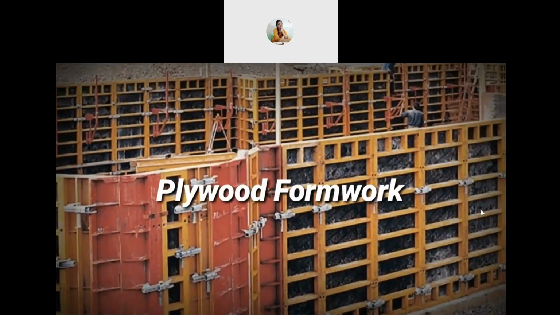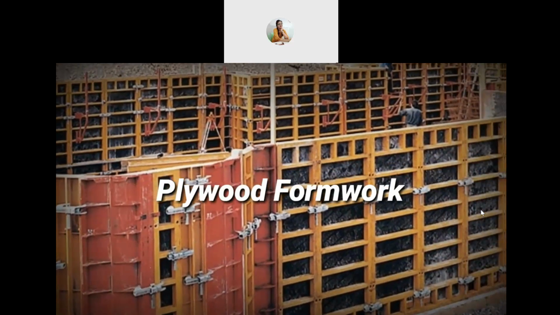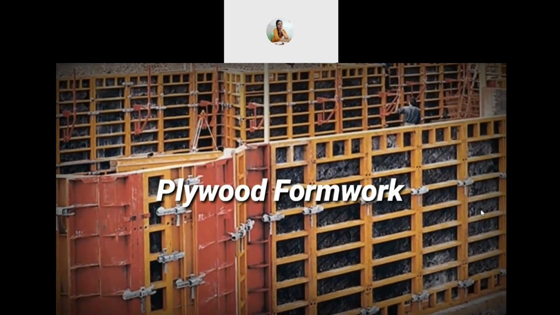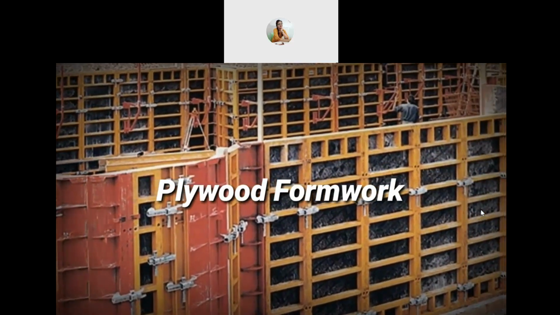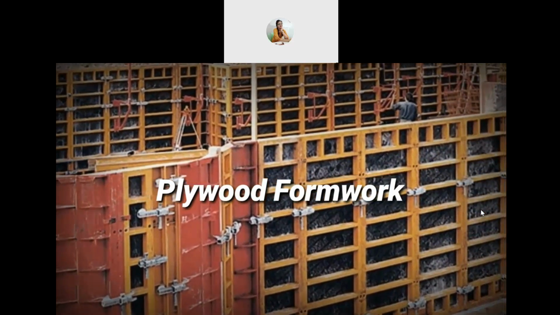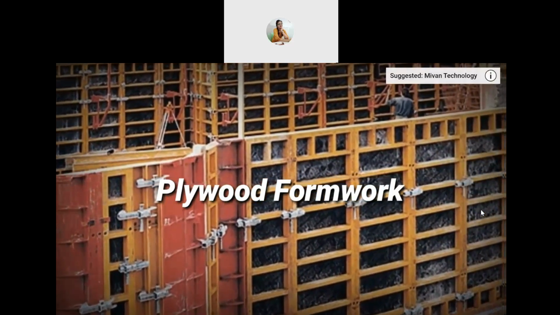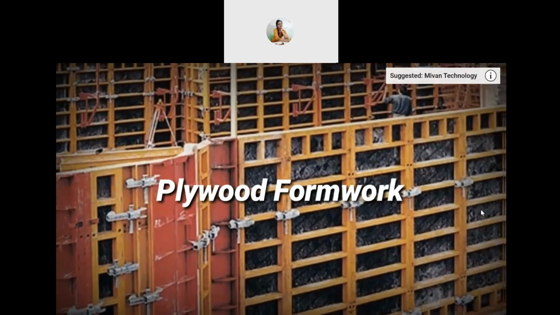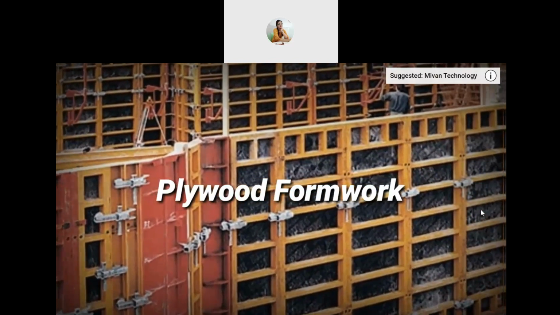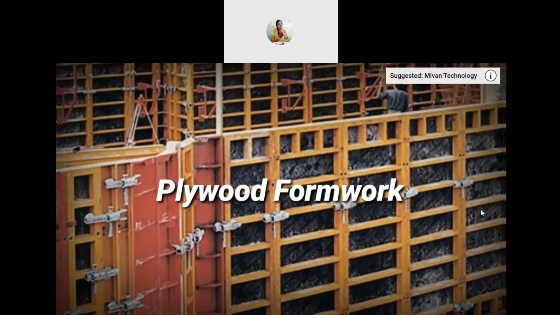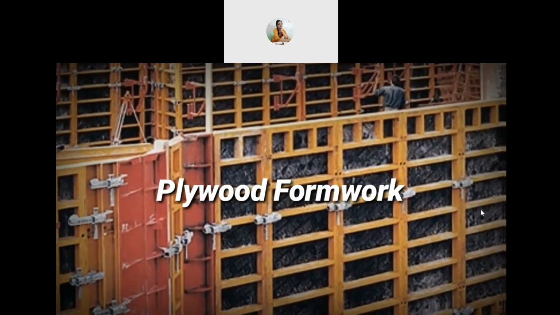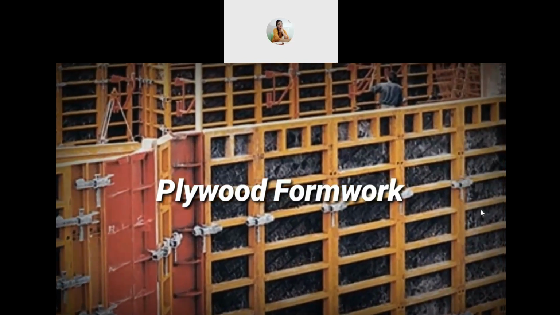Plywood formwork. Number of reuses are more as compared with timber shuttering. Number of reuses can be taken as 20 to 25. Plywood is an artificially manufactured wooden material available in different thickness and size used in formwork for concrete members.